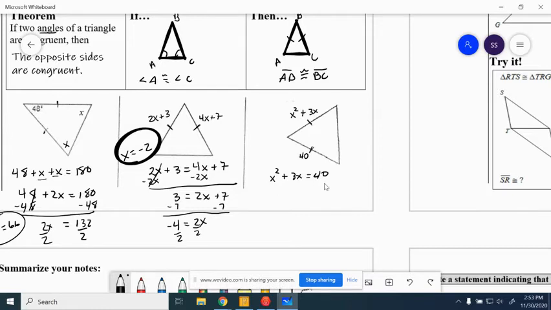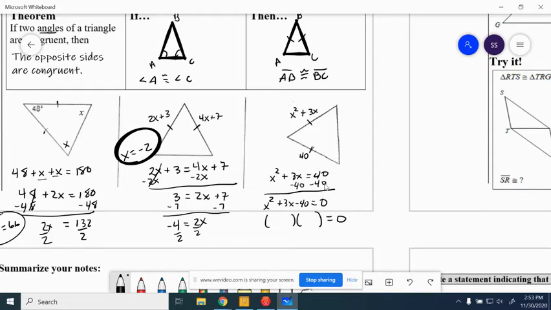And now, anytime I have an x squared or a quadratic, I need to go ahead and factor this out. Okay, so the first thing I need to do is subtract 40 on both sides. I'm going to get 0 on the one side. I can't subtract 40 from x squared or 3x, so I'm just going to write it off to the side. Get x squared plus 3x minus 40 is equal to 0. And now I can go ahead and factor this out.